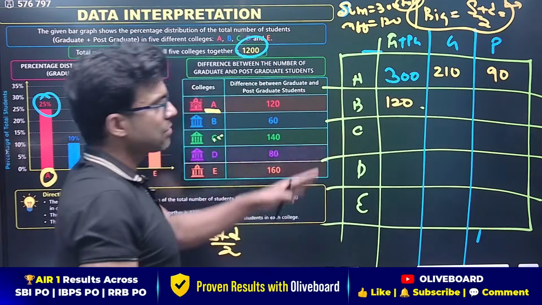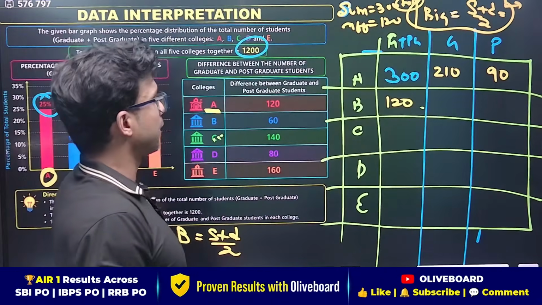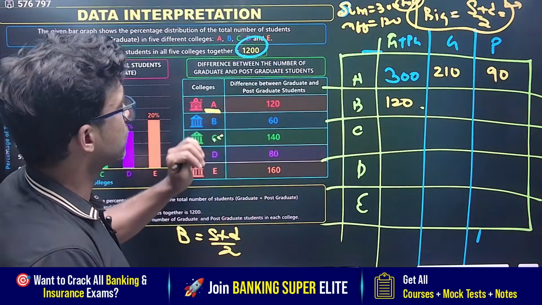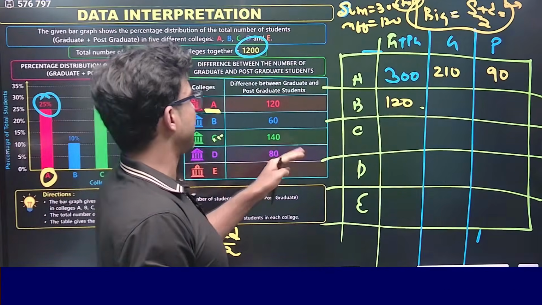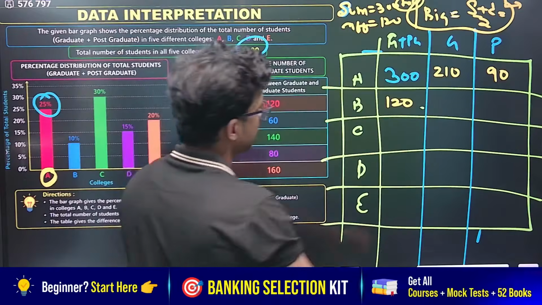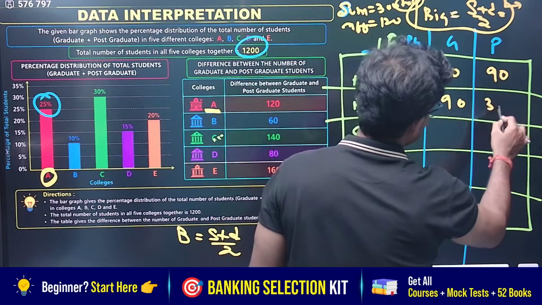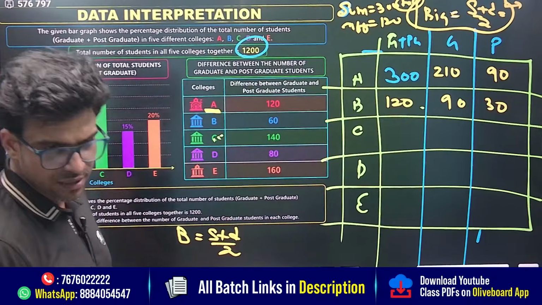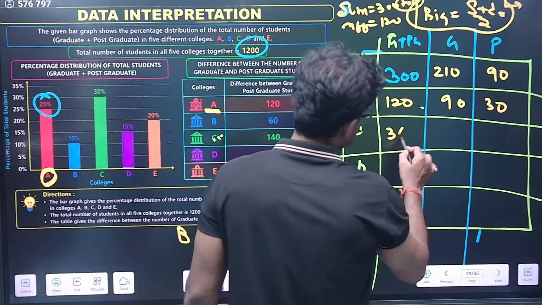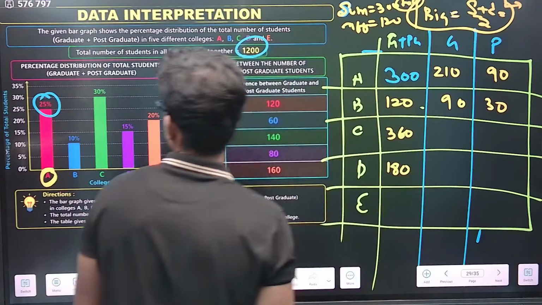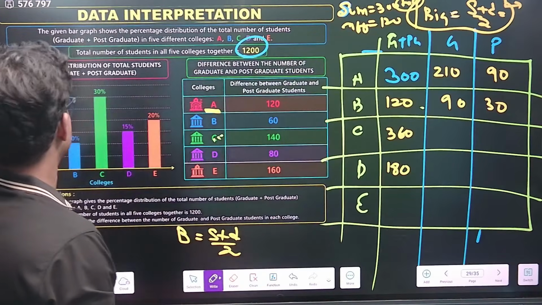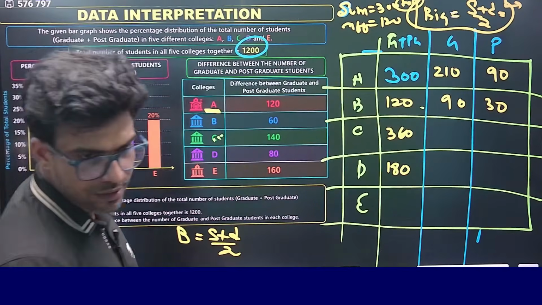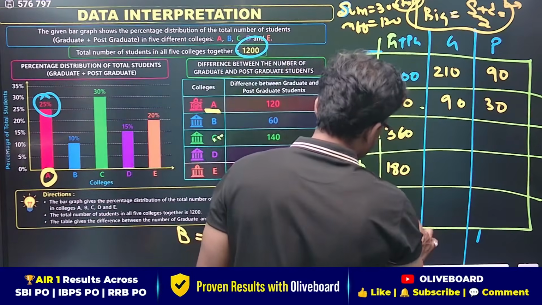Similarly, we have 10%, and 10% means 120. The problem is just that you need to make this graph. Again the bigger number: sum is 120 and difference is 60, so 180 by 2, which is 90. So I would say this is 90 and this is 30, correct? Now here you will get 30%. 30% is 360. So write down here 360. If this is 360, this is 180. And we have 20%. 20% is basically 240. So this is 240. All the parts I have mentioned here.